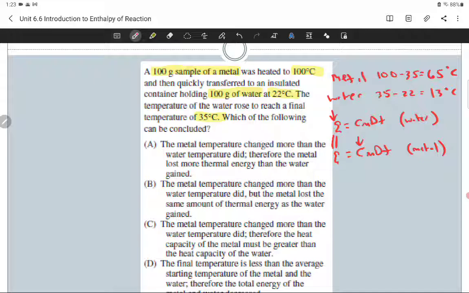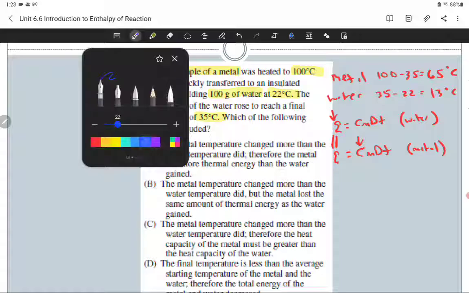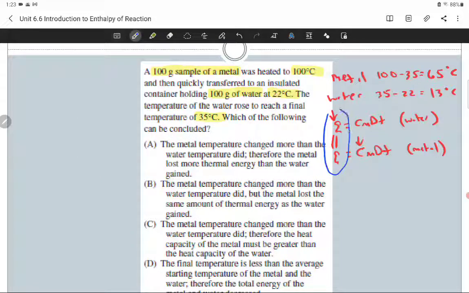So let's just go through these. The metal temperature changed more than the water. Okay, that's correct. Therefore, the metal lost more thermal energy. That's incorrect. They have to have the exact same energy. The Q's are the same. The delta T's are different. B, the metal temperature changed more than the water did. Okay, metal lost the same. Bingo. So once we get an answer we like, we're not moving past that.